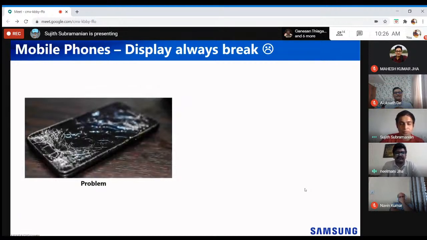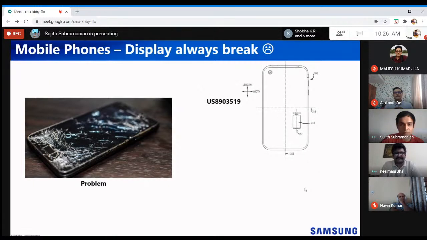And maybe you would have thought, I have an idea, but whether it can be patented or not, so many doubts related to this. Let's see how people have tried to solve this to protect their phones from getting damaged.